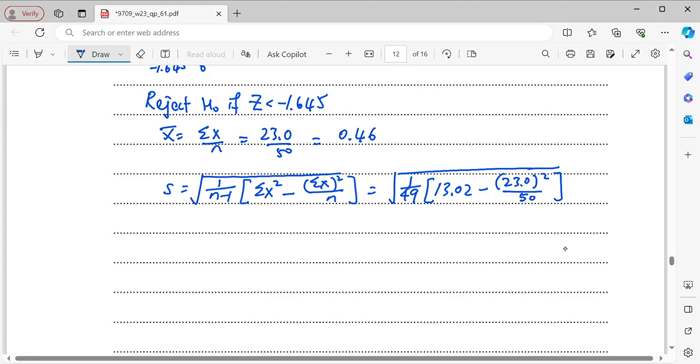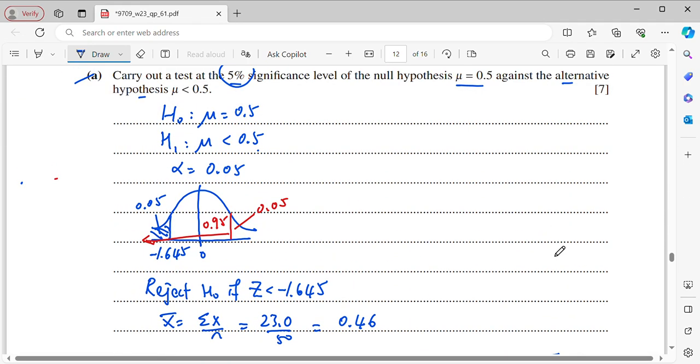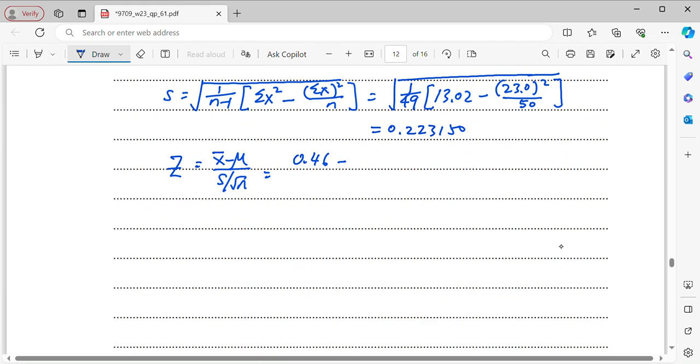So then this is going to be 0.223150. Here I give more decimal places because this is just the working. So now I need to calculate what is my z. My z is x bar minus mu over s over square root n. Okay, so my x bar is 0.46. My mu is the value at the H naught. So at the H naught, the mu is 0.5 over 0.223150 divided by square root of 50. So this is going to be negative 1.27.